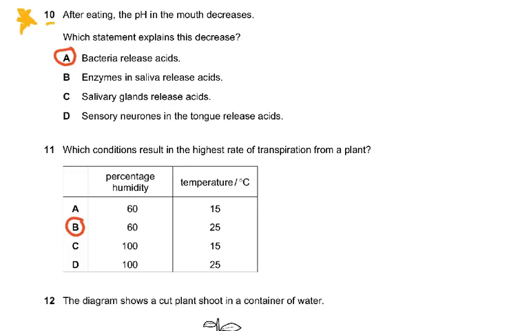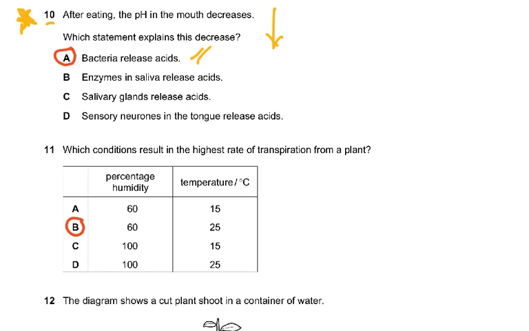Question 10 is another one of those difficult questions, which says in the exam report the role of bacteria in producing mouth acid was not well understood. So after eating, the pH of the mouth decreases. Which statement explains this decrease? Bacteria release acids because there are lots of sugary foods which are sticking to your teeth. So this of course results in the bacteria releasing acids. So this is the reason why the pH in the mouth decreases. The pH decreases only when there is something acidic. So that is why the answer was A.